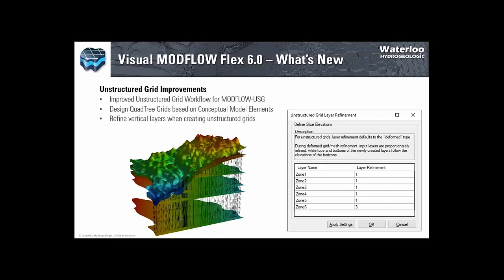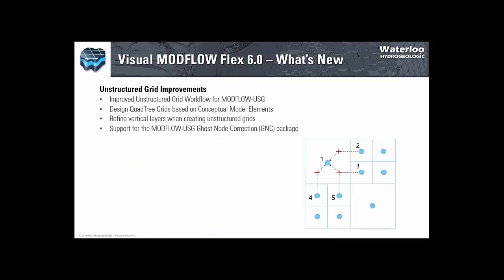You can also now refine vertical layers, and then also the ability to support the ghost node correction package. This is particularly useful for the Quadtree grids, where this package corrects for changes in the flow term based on the assumption cell centroids of your model are perpendicularly bisected between each of the cell centroids in adjacent faces. So the ghost node correction basically introduces these ghost nodes that are located at the perpendicular bisector or where the perpendicular bisector would occur, and then corrects that.